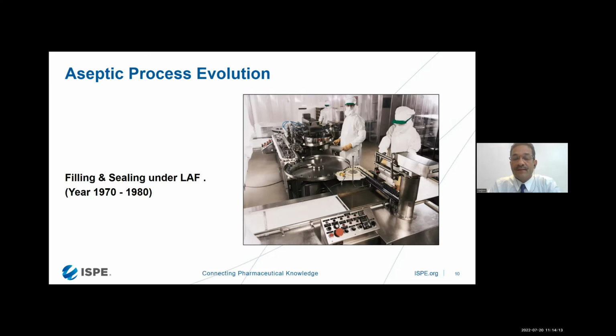Here, though there was a laminar flow on top giving laminarity, you can see that the operators are very, very close to the critical processing zones. And this type of system continued till the 1980s.